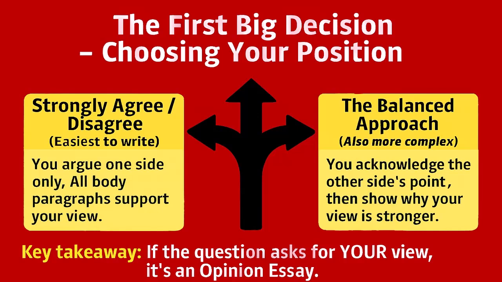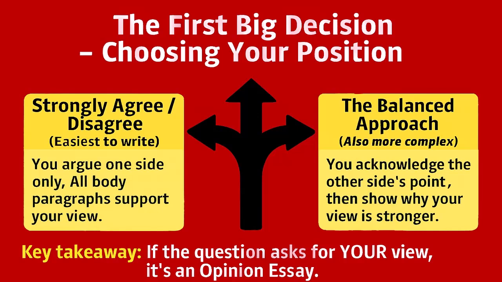Two: partially agree. This option is for situations where you genuinely believe there is some truth or validity on both sides of the argument. You might agree with one part of the statement and disagree with another. Three: the balanced approach, or concession. This is a bit more advanced. Here, you might use one body paragraph to discuss the opposing viewpoint, acknowledging its points, and then use your other body paragraph to explain why your own view is ultimately stronger or more important.